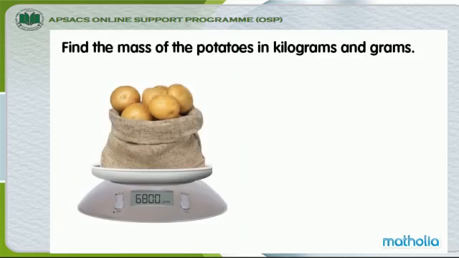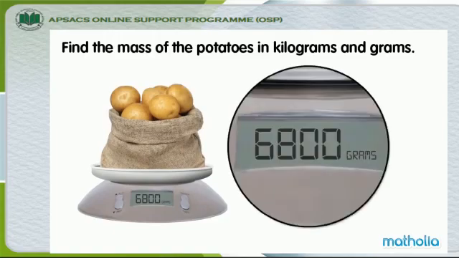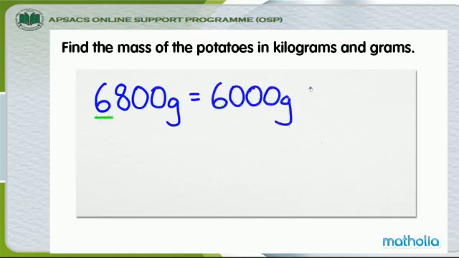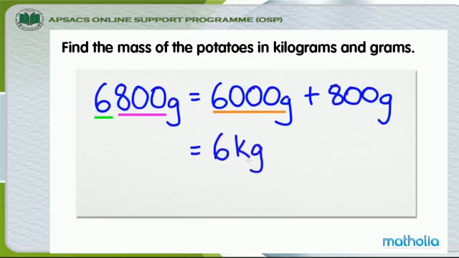Find the mass of the potatoes in kilograms and grams. The potatoes have a mass of 6,800 grams. We can rewrite 6,800 grams as 6,000 grams plus 800 grams. 6,000 grams is equal to 6 kilograms. So the mass of the potatoes is 6 kilograms 800 grams.